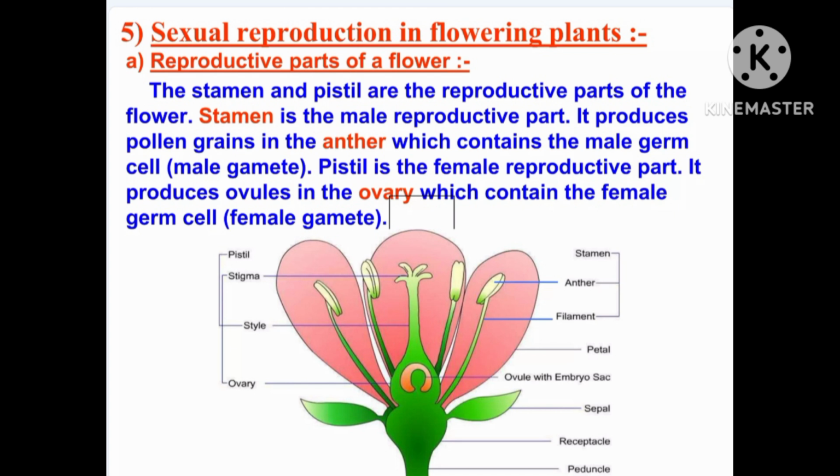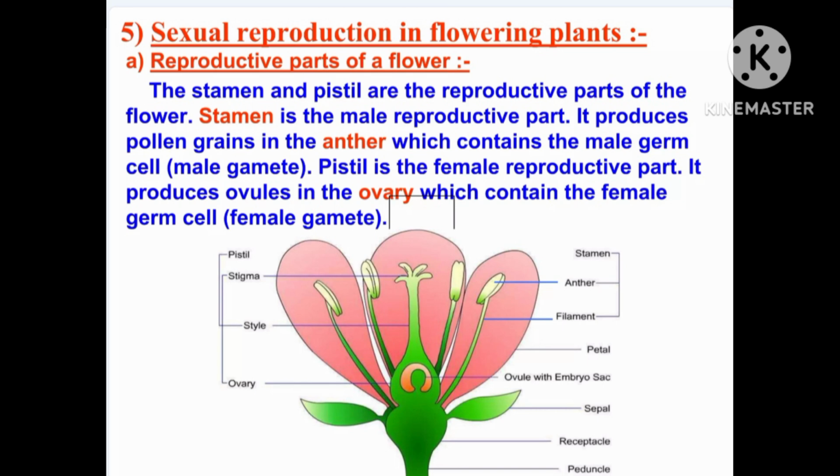What does the reproductive part of the flower contain? Stamen, anther and ovary. The stamen is the male reproductive part. What will it produce? It will produce the male gametes. The pistil is the female reproductive part. It produces ovules inside the ovary. This is all about the reproductive parts of the flower.